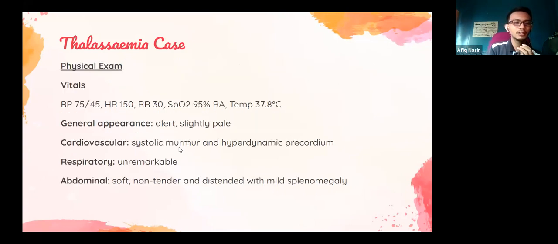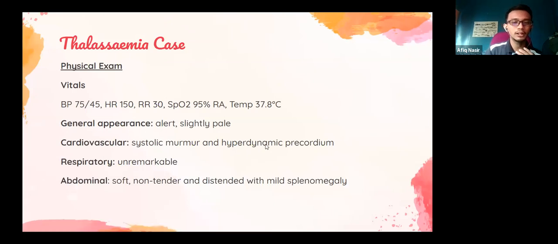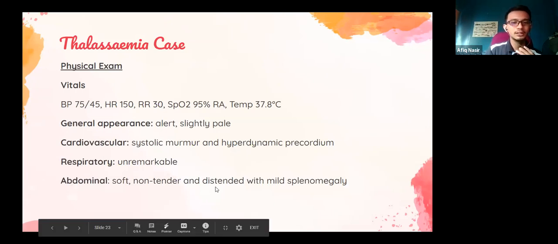So in the physical examination, we could find that there is hypotension, tachycardia, and also slight paleness, pallor. In the cardiovascular examination, there is systolic murmur and hyperdynamic precordium. Hyperdynamic precordium means abnormal increased movement of the precordium, which is the chest. There is nothing remarkable in the abdominal examination, except mild splenomegaly.